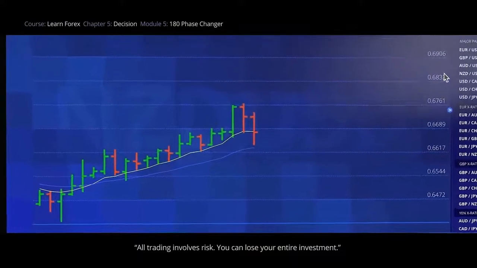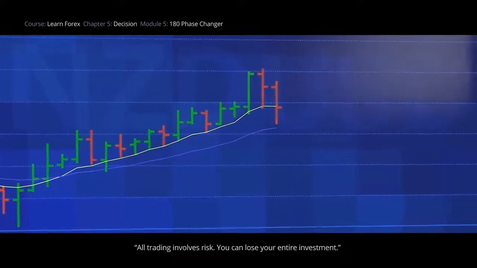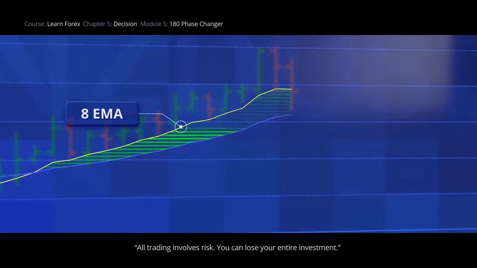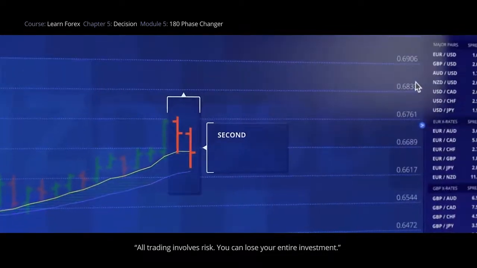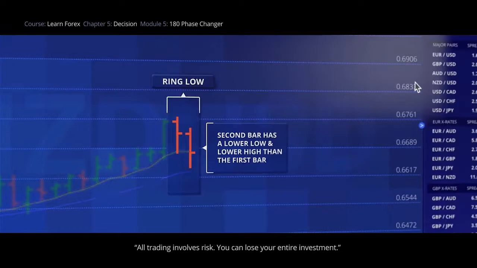SmartCharts identifies the following conditions. For a long setup, the strategy requires the 8-period moving average to be above the 20-period moving average as further confirmation of a bullish trend. There should be a ring low bar pattern that is 2 consecutive bars with a lower low and a lower high on the second of the 2 bars.